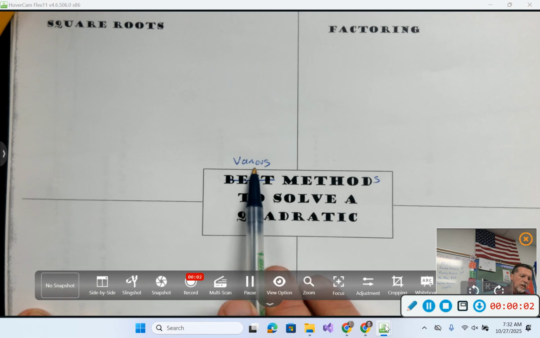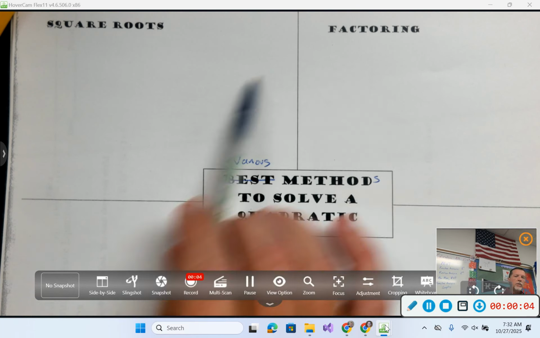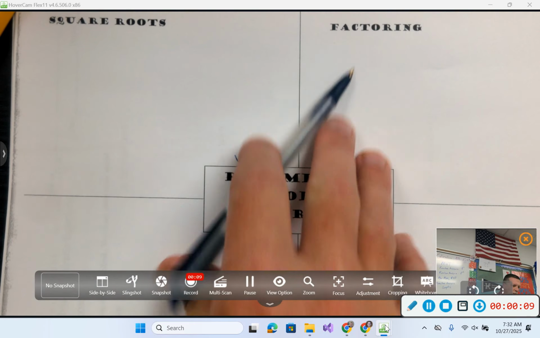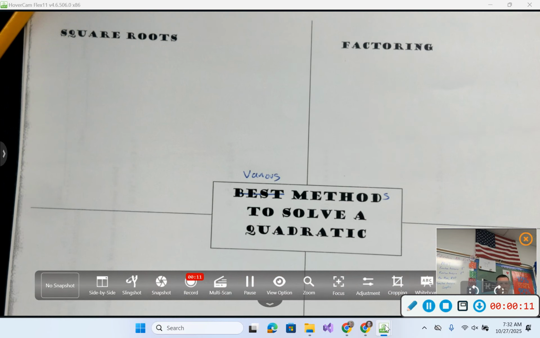So, various methods to solve a quadratic. We've done all 4 of these methods, so I'm going to do one example of each and talk a little bit about when it's good, maybe when it's not good. And so I like these days.